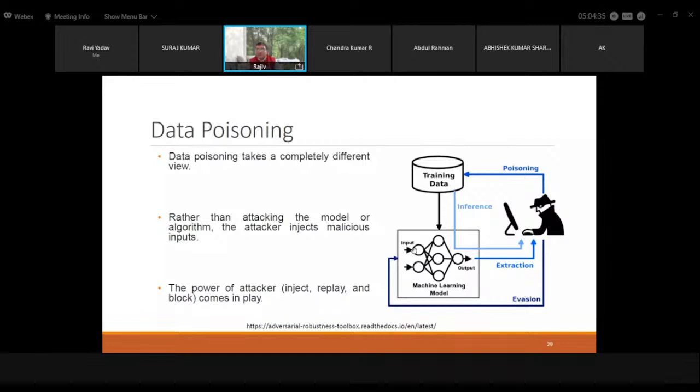So yes. The success of the model, I believe, depends on the quality of data. So if you can somehow poison the training data, then the whole conclusions will cease to be right.